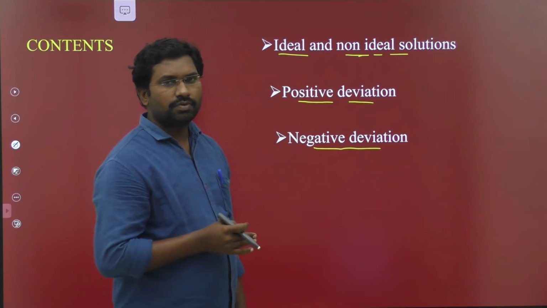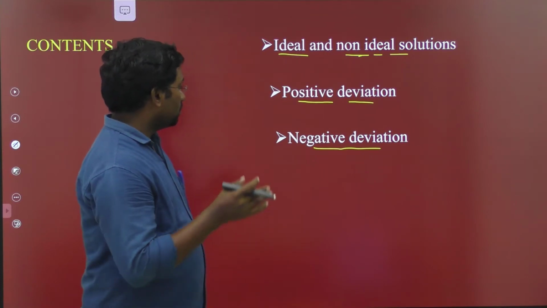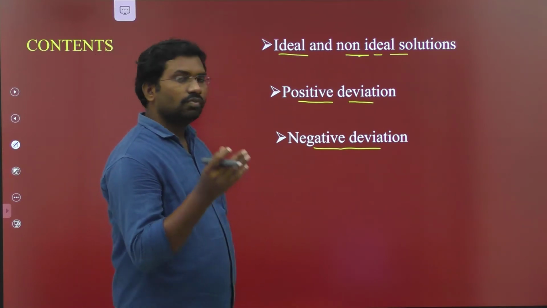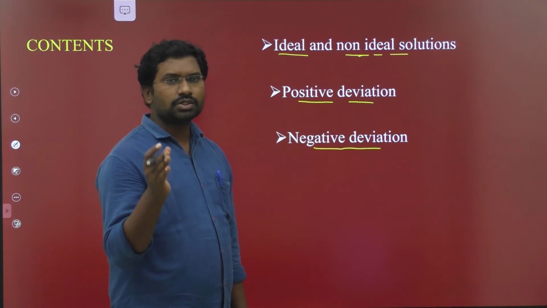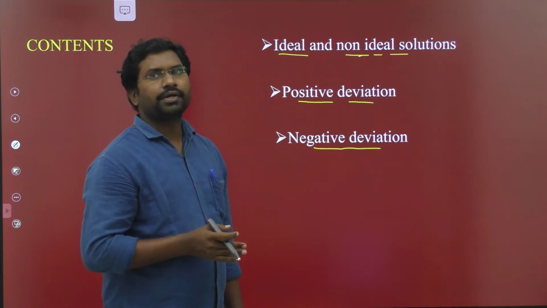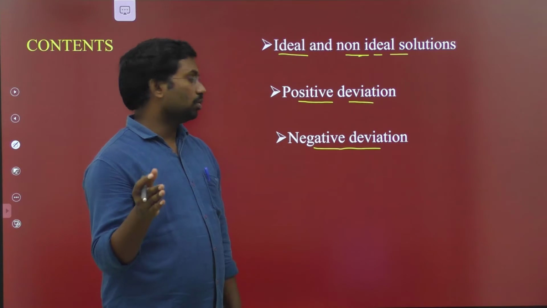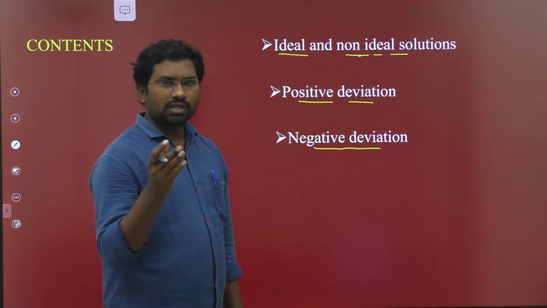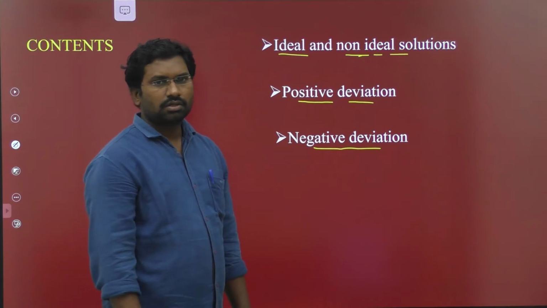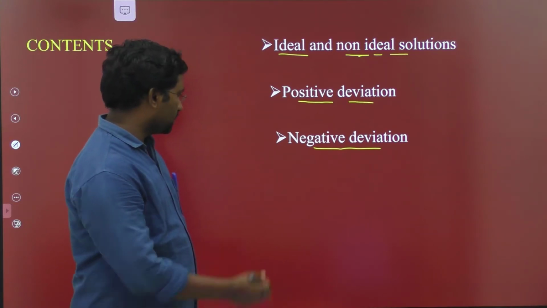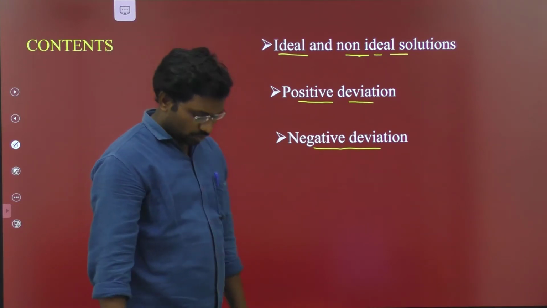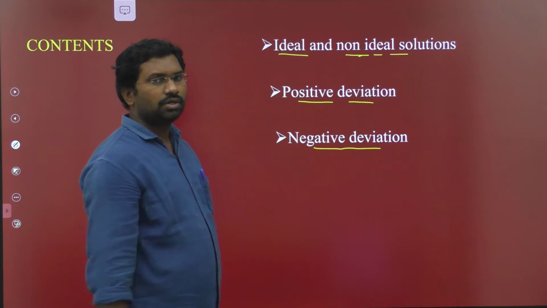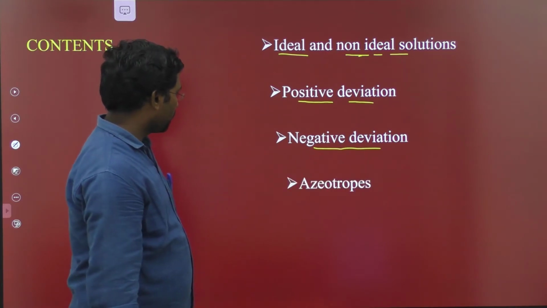As with positive deviation, here also the vapor pressure of the solution is lower than that predicted by Raoult's law, then the solution exhibits negative deviation. And what are the important characteristics and satisfactory conditions regarding the solution which exhibits negative deviation? Everything we are going to learn in this video.